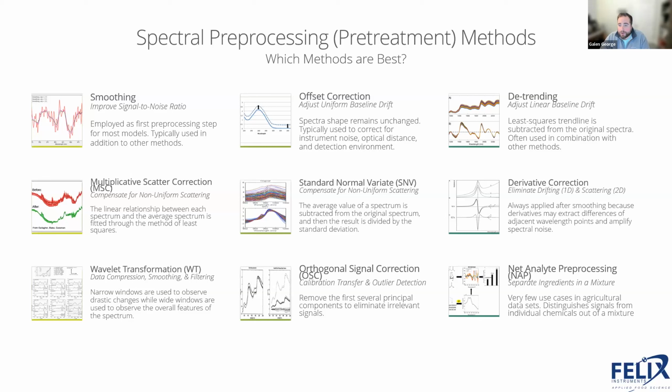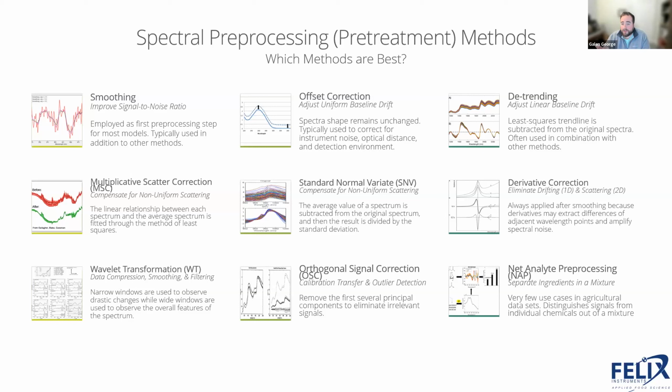Another common pre-treatment method is to adjust the baseline drift with an offset correction. If you have a consistent bias in the baseline of your spectra, then it's pretty common to just take that and shift it down so that it's all uniform across all of your data.